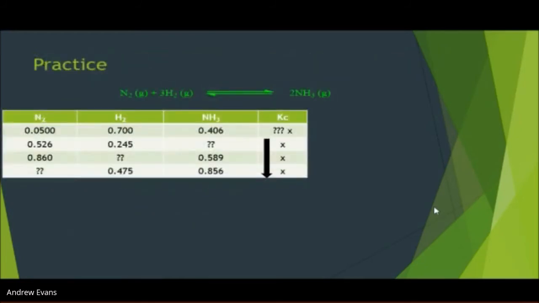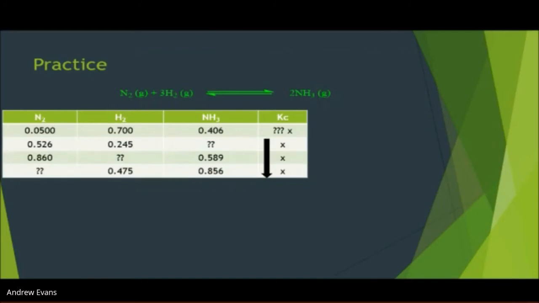Now, here's where we first try some math of our own. N2 plus 3H2 goes to 2NH3. So the first thing I say is, first, let us find our K and then utilize that in all the other problems. 5, 2, 6.